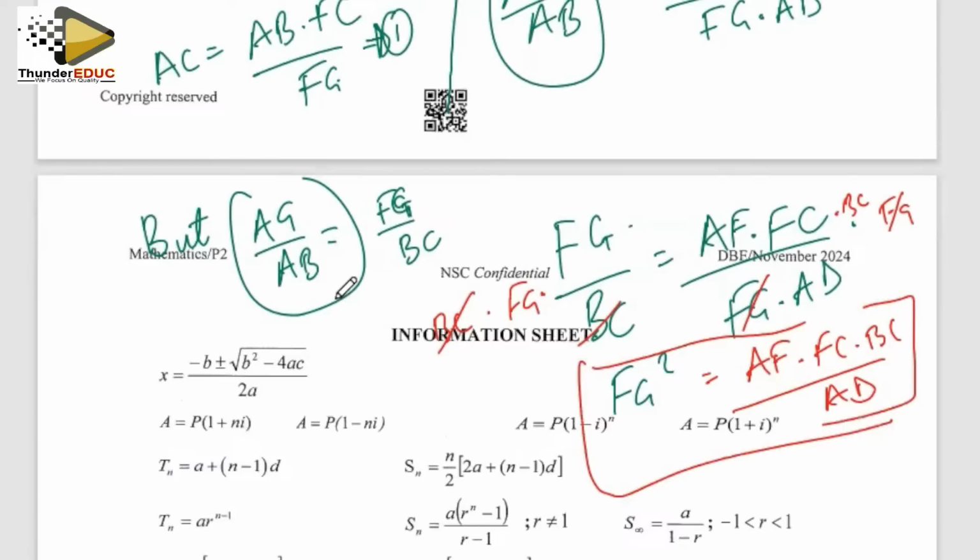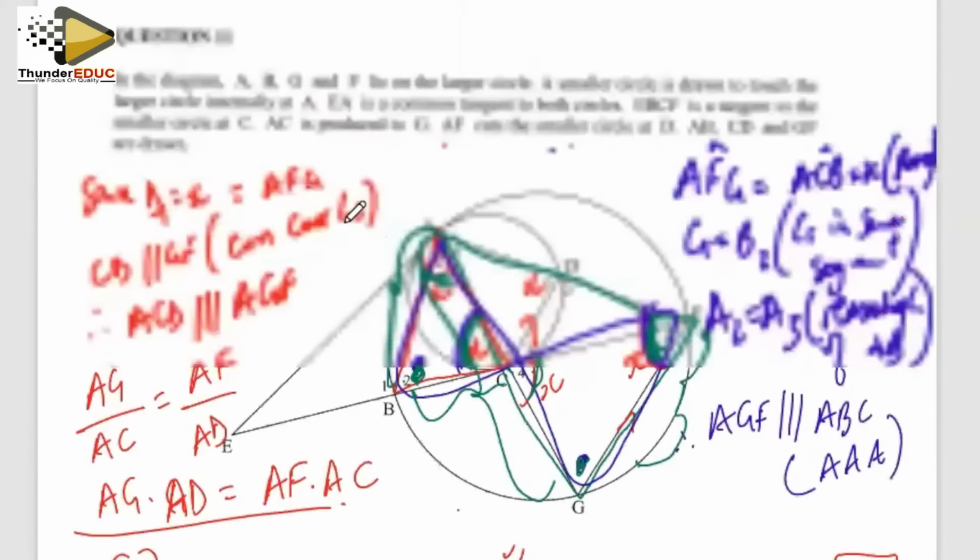All right, guys, we've come to the end of the question paper, paper 2. And on average, we can say this paper was fair enough compared to other paper 2s that we've seen in the previous years. It was fair enough.